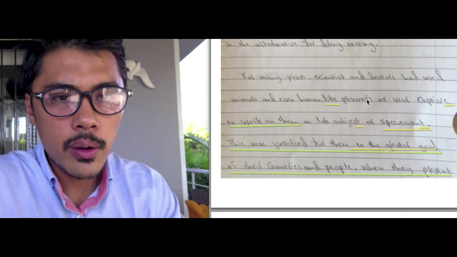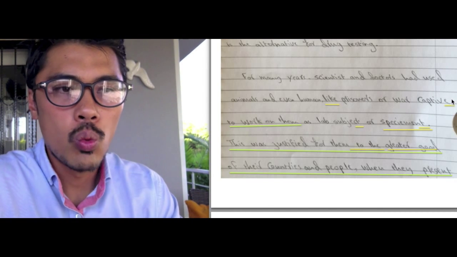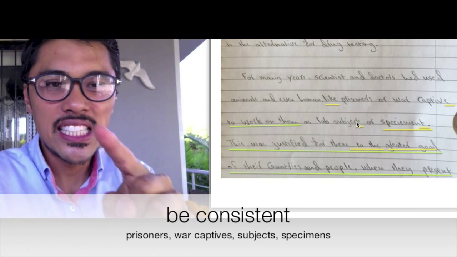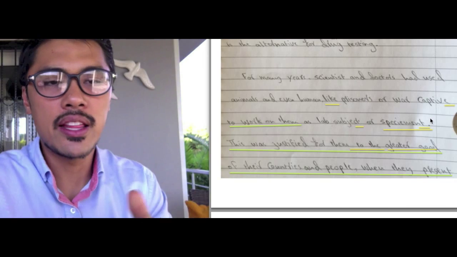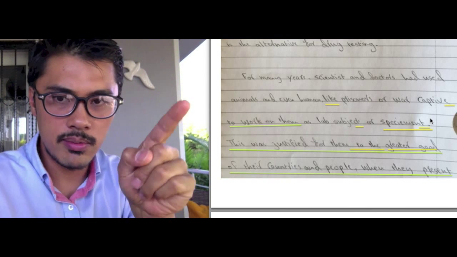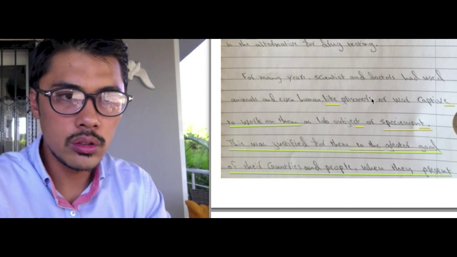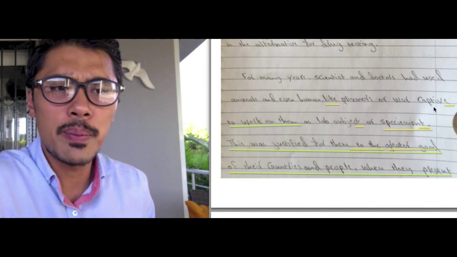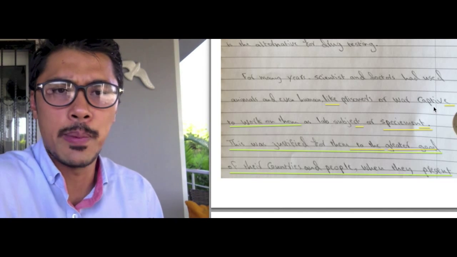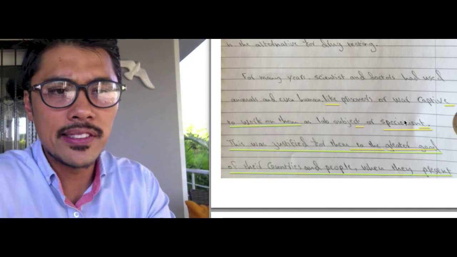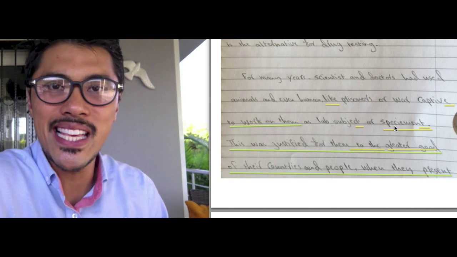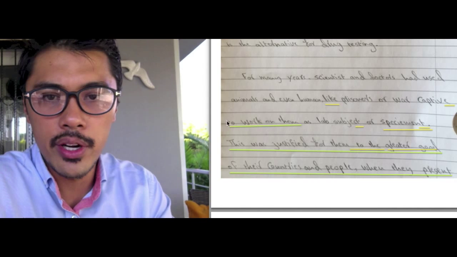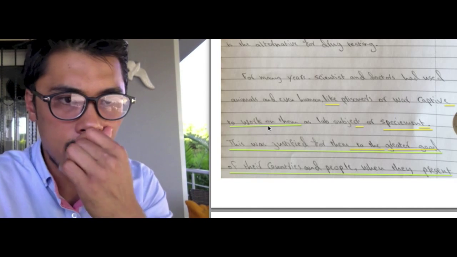Right. Now over here, prisoners, plural, war captive, subject, specimens. I think you understand what I'm doing with this S here. You have plural, singular, singular, singular. So let's make them all plural. And good words, by the way. War captives, specimens, very good. Now, specimens, S-P-E-C-I-M-E-N-S.